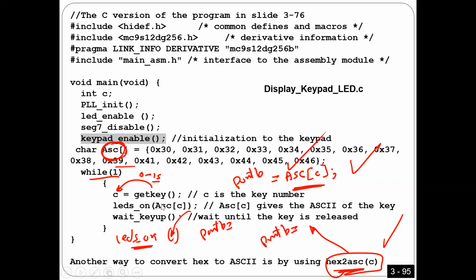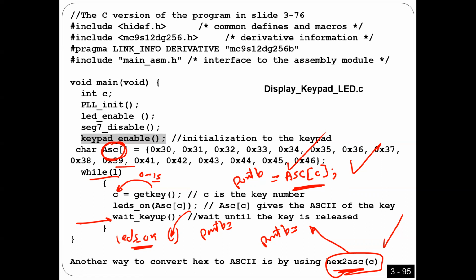And then this function should display it on port B. If you want to do it this way, I'm okay. If you want to do it that way, it's also okay. And then at the end here, I'm going to wait until you release. You know why? Because if you press and hold, I'm going to wait here. I'm not going to go back to the beginning. I'm going to wait until you release. You got what I'm saying?